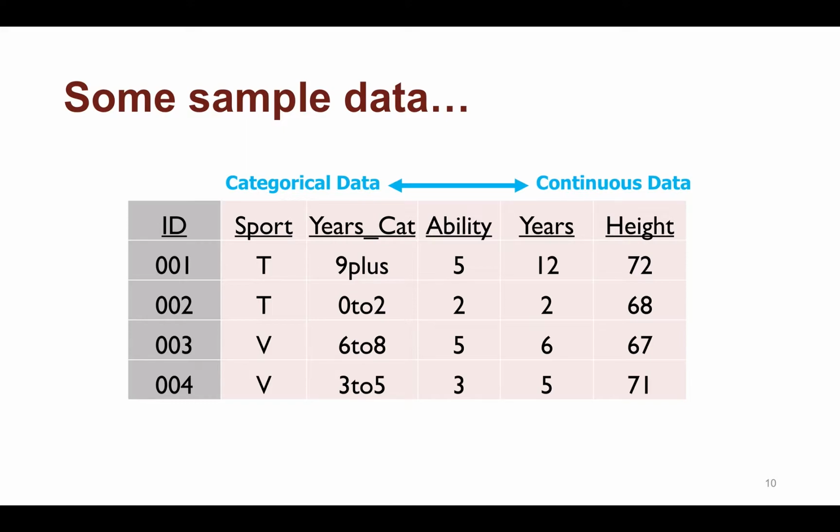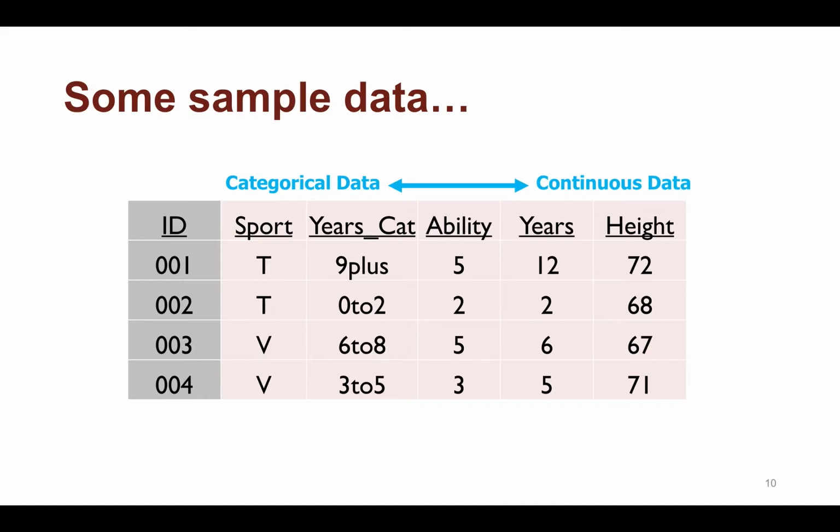And so here are some examples of data that I may have collected from 4 people using the questions on the previous screen. So I have 2 tennis players, 2 volleyball players, and you can see how they responded in terms of the years they've been playing, their ability to return serves, the years just reported as a number of years, and their height in inches. So going from left to right, it's going from categorical data where I have categories of sport and years placed into categories to continuous where I have a whole range of numerical information.